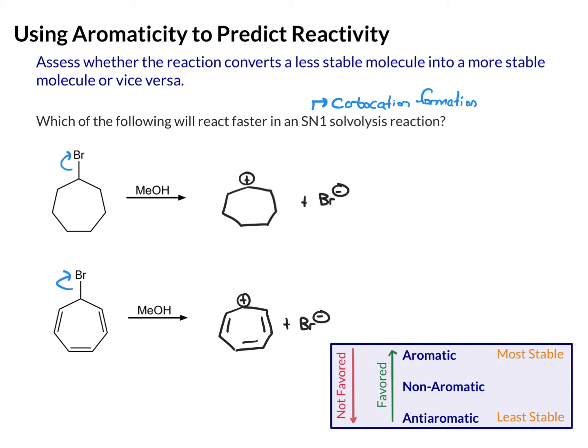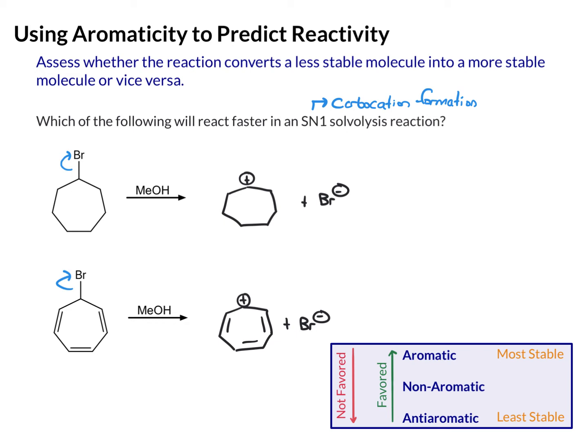So what we want to think about here is how the process is favored or not favored. And that all comes down to knowing that something that is aromatic is the most stable, then non-aromatic, and then anti-aromatic would be the least stable. So up here, things are happy. Down here, things aren't as happy.